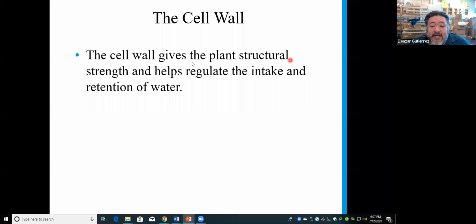So the cell wall gives the plant structural strength and helps regulate the intake and retention of water, right? We go back to turgor, which is the pressure provided by the water as it comes up.